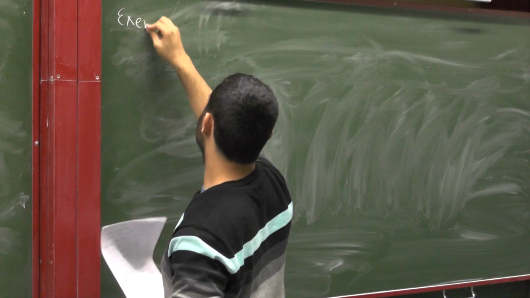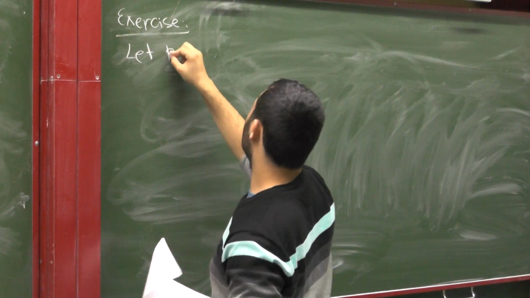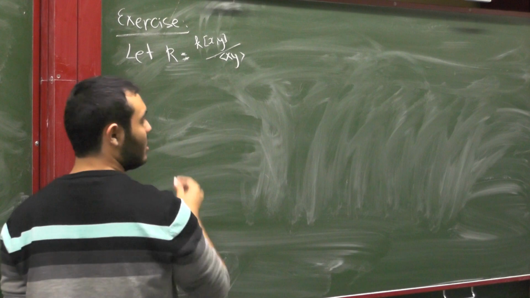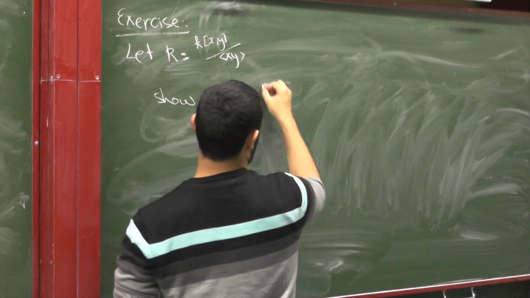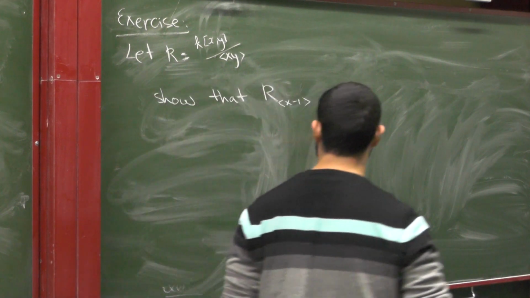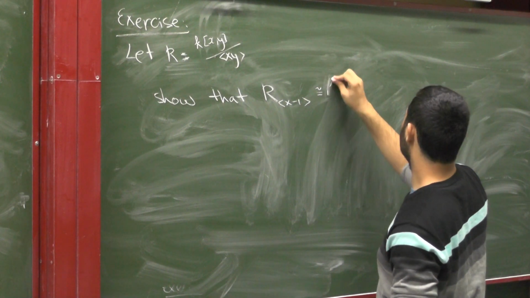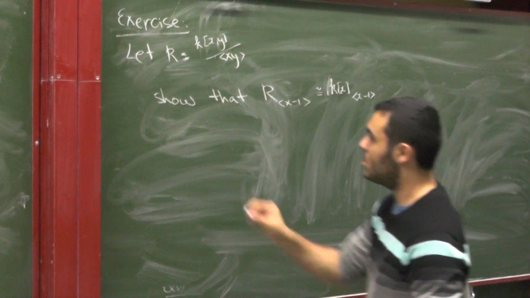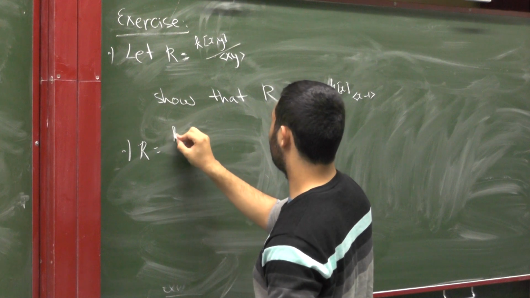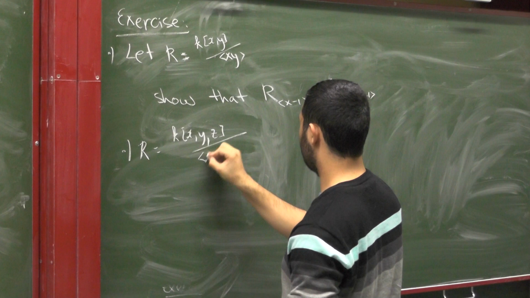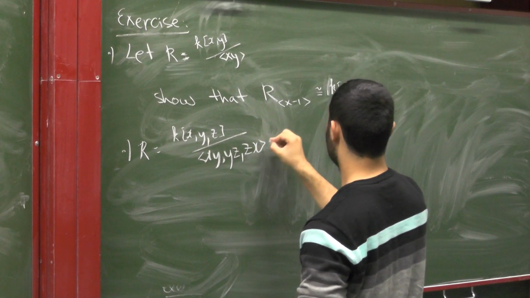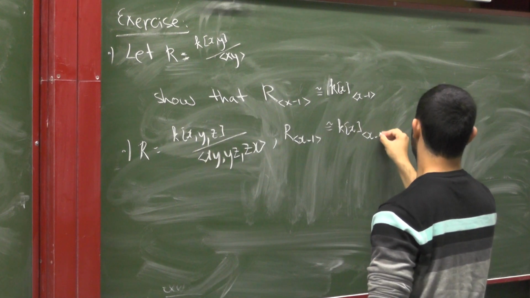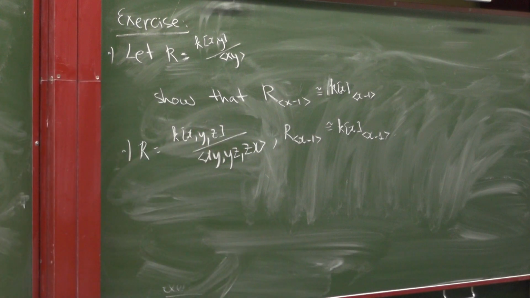So, exercise. Let R be the ring k[x,y] over (xy). Show that the localization of R at the ideal generated by x minus 1 is isomorphic to k[x] localized at x minus 1, and explain this geometrically. What does this mean? And similarly, explain why, if I have this ring and localize it by the same ideal, we get this piece. Any questions so far?